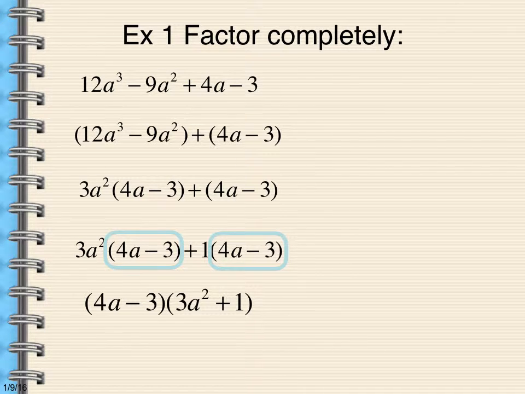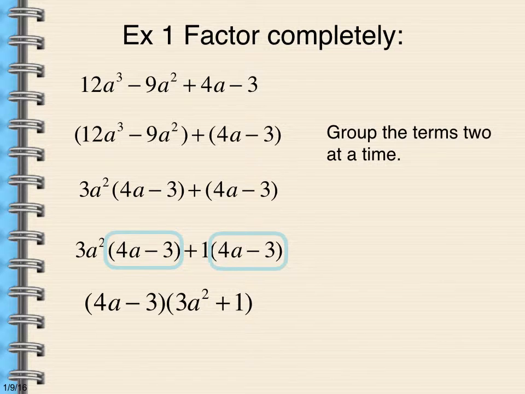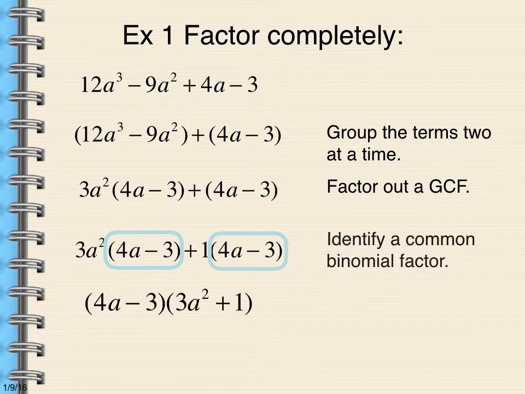The steps that we used were to group the terms 2 at a time. Then we factored out a GCF from each group. We identified there was a binomial factor that was common to both, and we rewrote it in factored form. So these are the steps for factoring by grouping that we'll be using. Let's take another example.